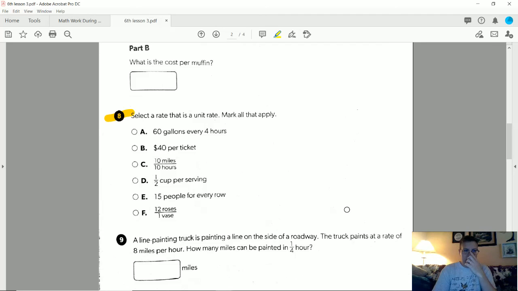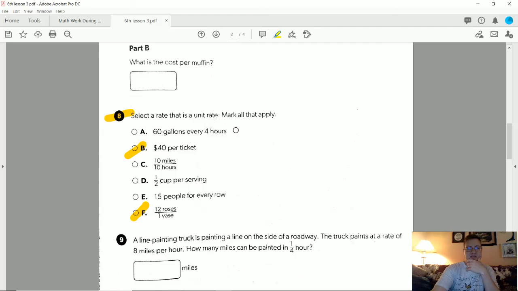Number 8, select a rate that is a unit rate. So I want to know how many things per something else. So the easiest one right now, letter F for sure. I would want to know miles per hour, but probably this is not going to work. $40 per ticket definitely can work. 60 gallons, I would want it per hour instead of per 4 hours probably.